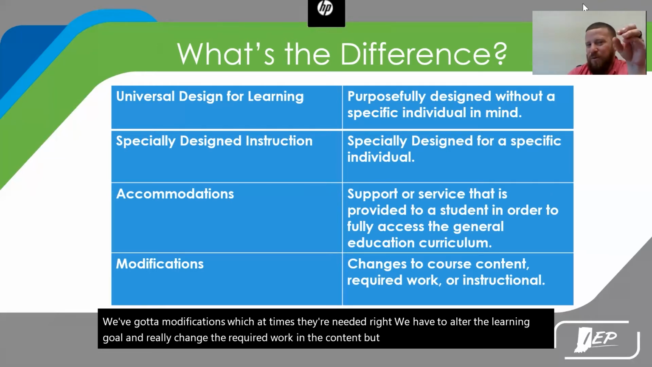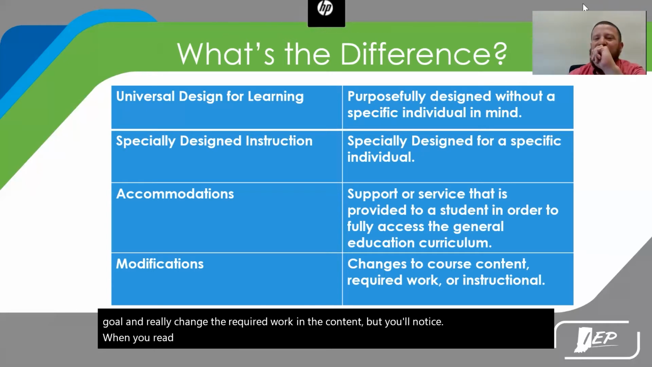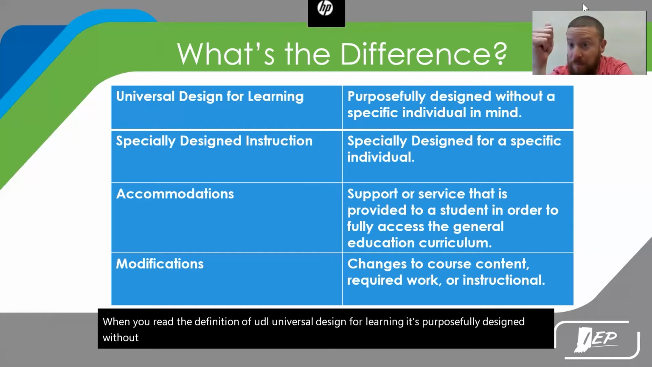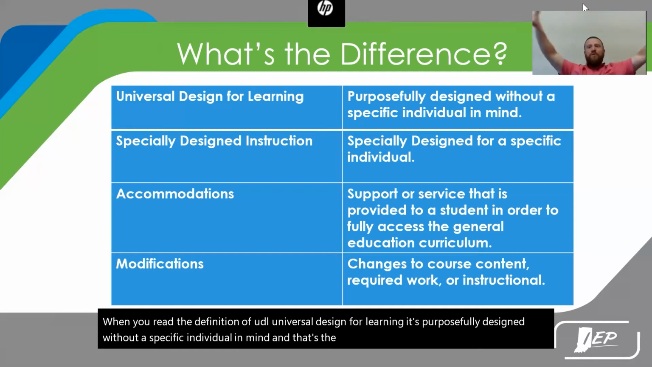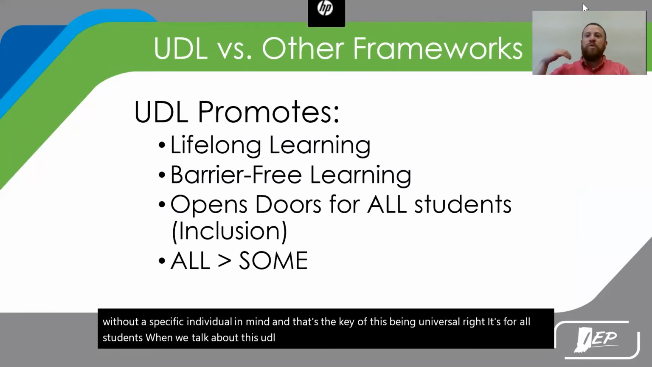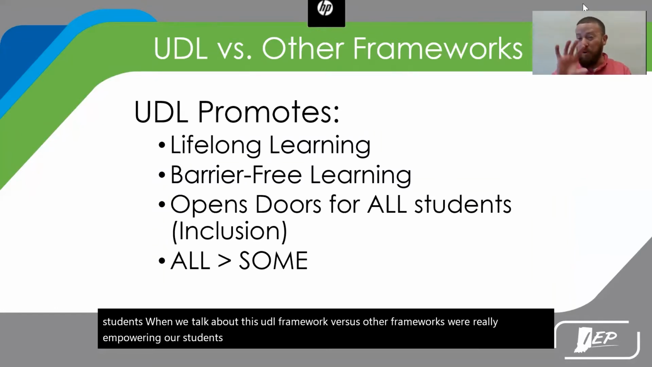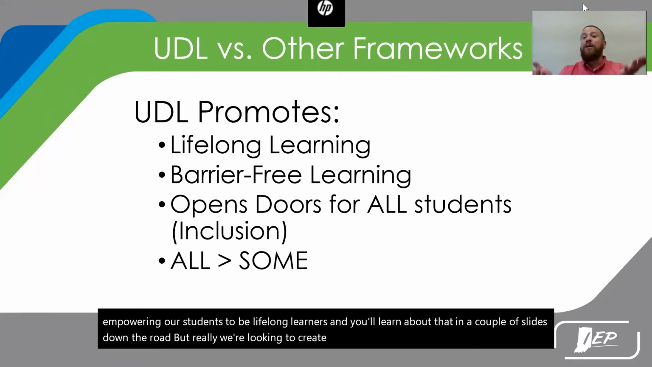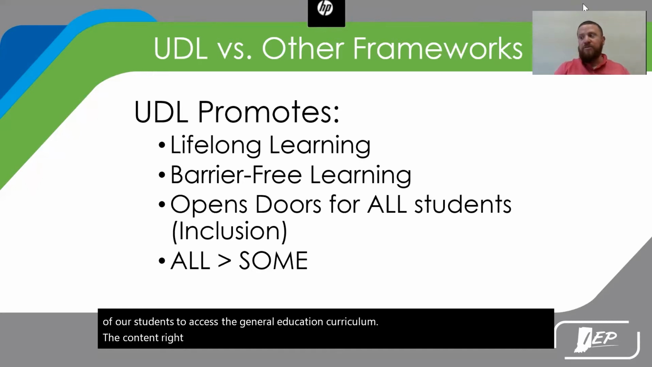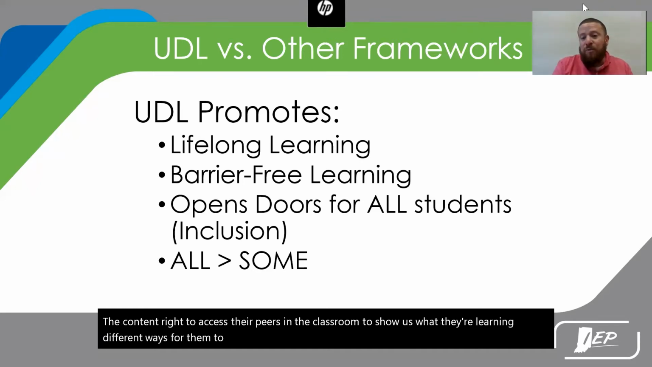But you'll notice when you read the definition of UDL, Universal Design for Learning, it's purposely designed without a specific individual in mind. That's the key of this being universal. It's for all students. When we talk about the UDL framework versus other frameworks, we're empowering our students to be lifelong learners, and you'll learn about that in a couple of slides. Really, we're looking to create barrier-free learning. We're allowing all our students to access the general education curriculum and the content, to access their peers in the classroom, and to show us what they're learning and engage in different ways. Again, it's beneficial for all.